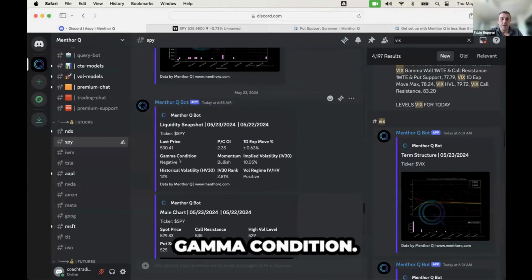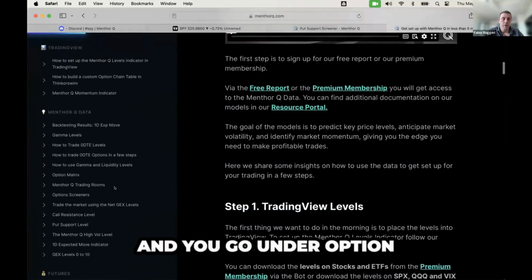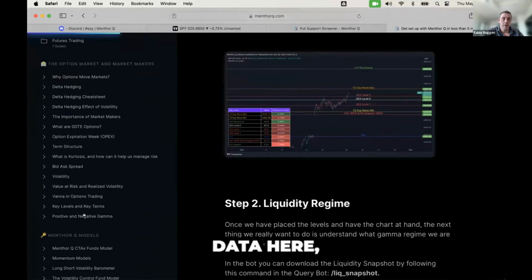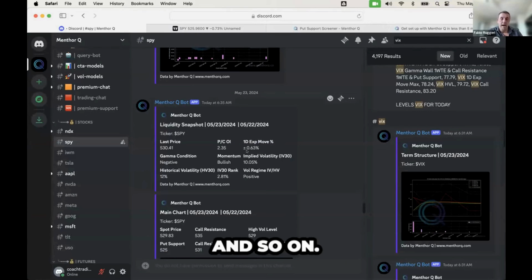So we are in a negative gamma condition. In negative gamma, market makers hedge differently than in positive gamma, so knowing that is very important. Where can I find out about this? We have documentation here. If you go on our blog and go under option data, here you have positive and negative gamma. There's a guide really dedicated to this concept, very important. Understand if the day is going to be volatile. How much can we expect the market to move today? Is it going to be more volatile than yesterday? And so on. How is the implied volatility versus the historical volatility?